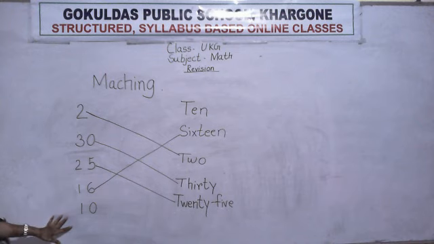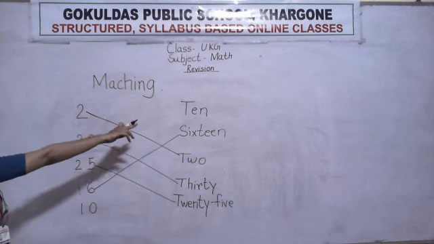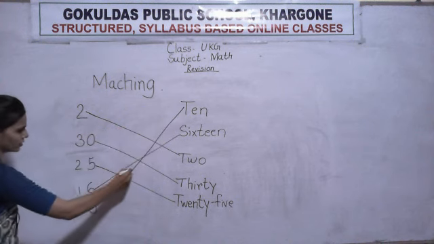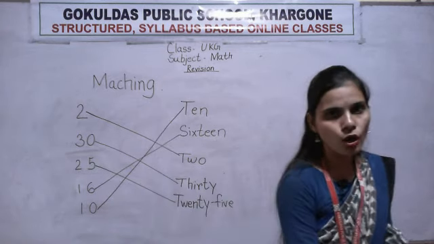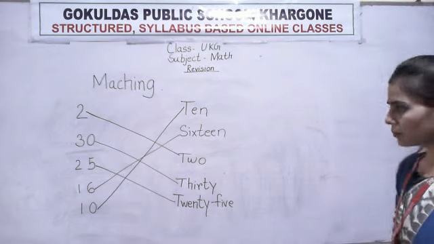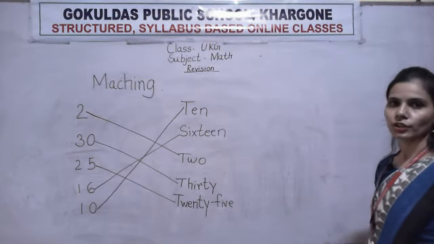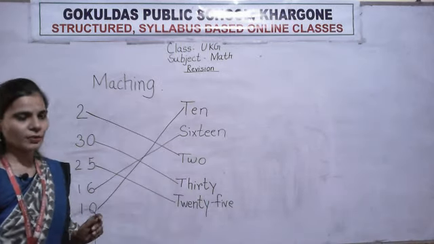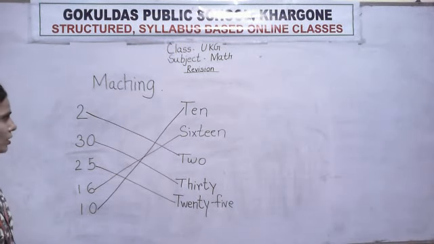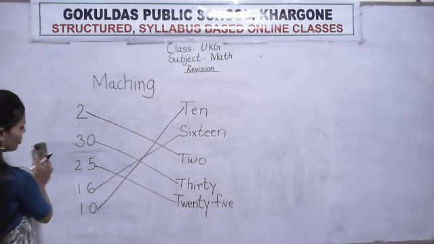Okay. Now next is 10. So what is the spelling of 10? Here. So you match 10. So this is matching for your number names. You know all number names. You learn all number names. So this is for your memory exercise. Okay. You know all the number names. So done. This is your oral.